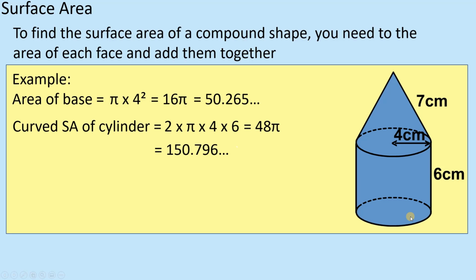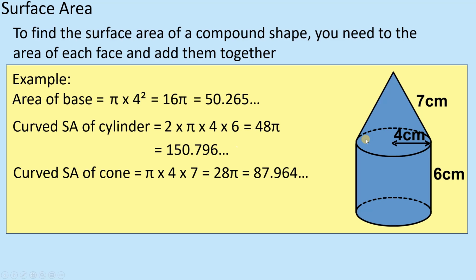So I've got the bottom circle, I've got the bit around the outside, and I now need the curved bit of the cone. I don't need the other circle because it's not part of the shape, it's on top of it, isn't it? So I just need that bit. The curved surface area of a cone is pi r L, pi times radius times L, which is the slant of the cone. So that's what you need: pi r times 7. You do need the slant, so if you're given the height, that's not going to work. It's going to be pi times 4 times 7, which is 28 pi. I'm just going to give you that.